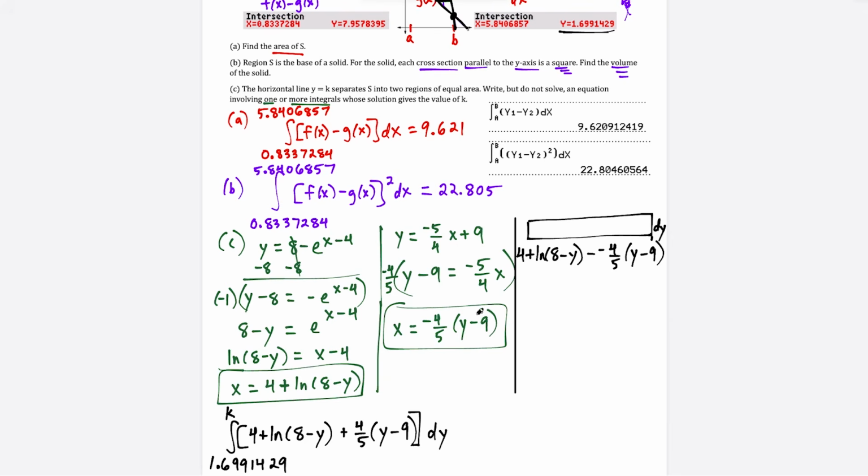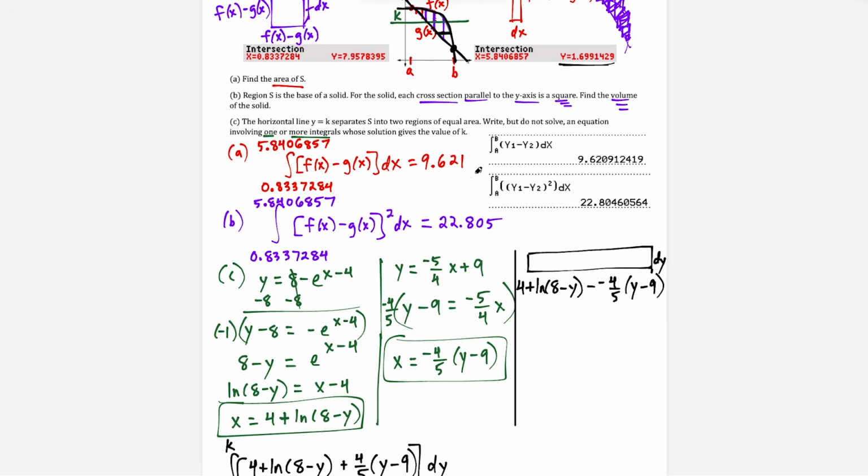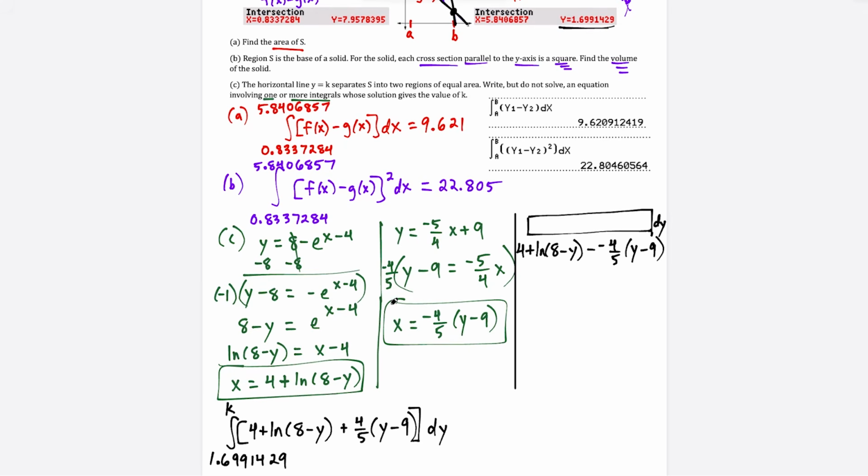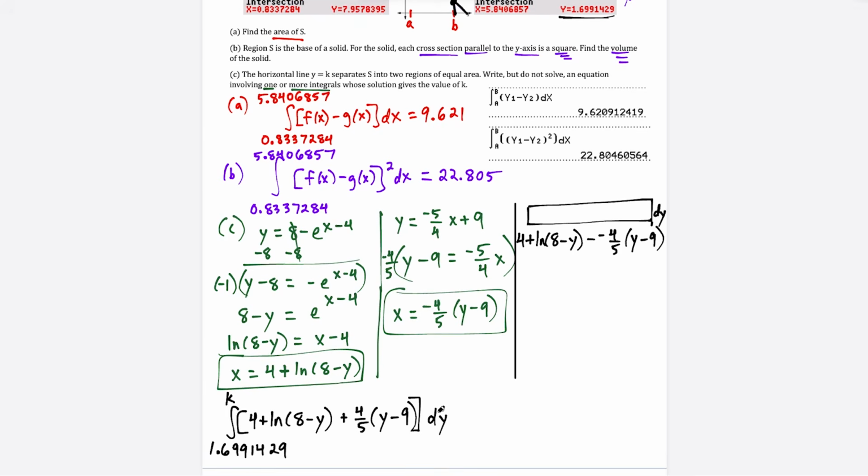But now let's think about what we just set up here. We just described the area of one of these pieces here, but one of these pieces represented half of the area of region S. So if we want to set this equation up, that would give us something that gives us the actual value of K. We could just set this equal to 1/2 of the entire area. So we could say that this is equal to 1/2 of the entire area, and we could just use the integral that we had in part A, or we could even say that it's equal to 1/2 of 9.621.